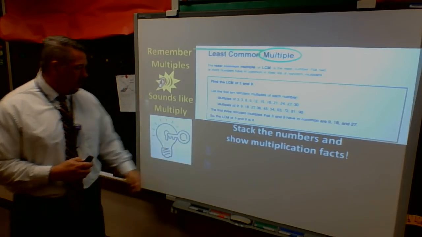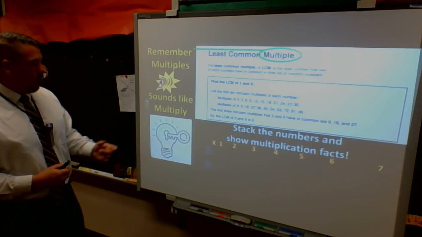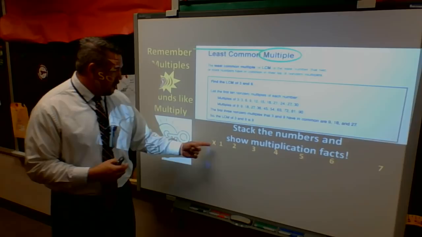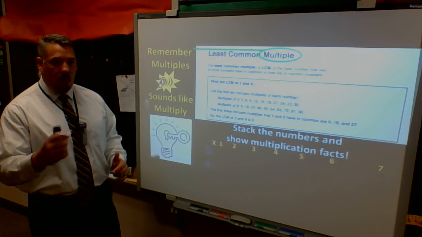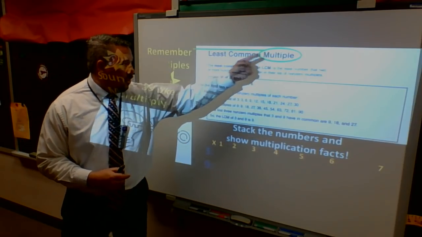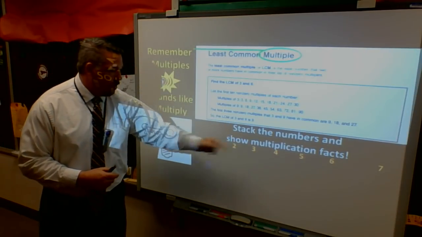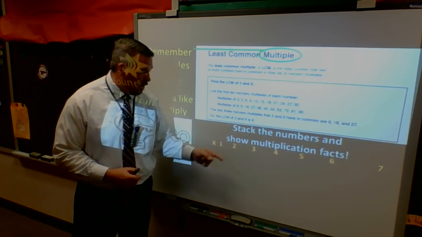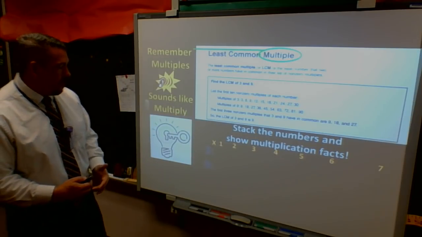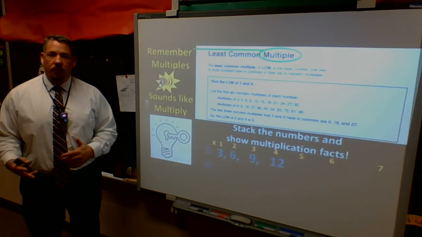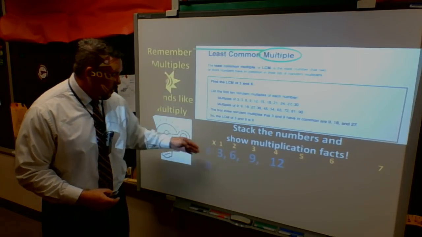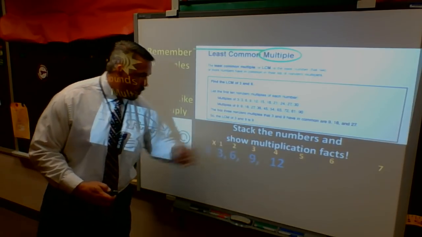So I have 3 and 9. All right. Well, I generally show that I'm multiplying, so I remember that multiple sounds like multiplication. I'm doing my multiplication facts. So I'm going to do times 1, times 2, times 3, times 4, so on and so forth. So once again, I generally just go out the first 4. 3 times 1 is 3. 3 times 2 is 6. 3 times 3 is 9. 3 times 4 is 12.